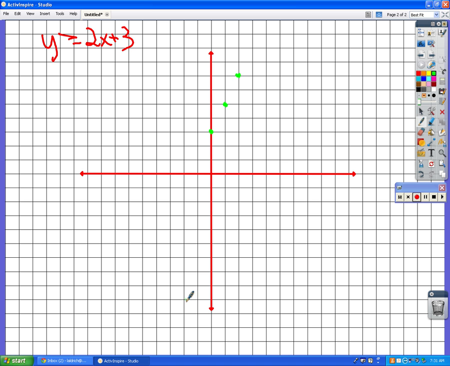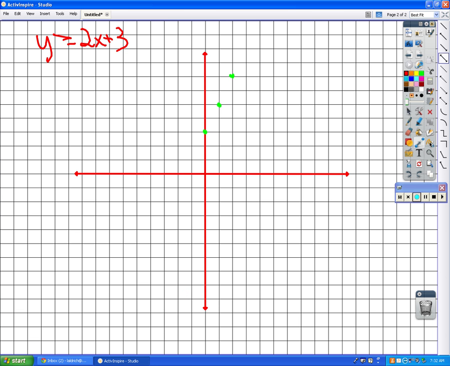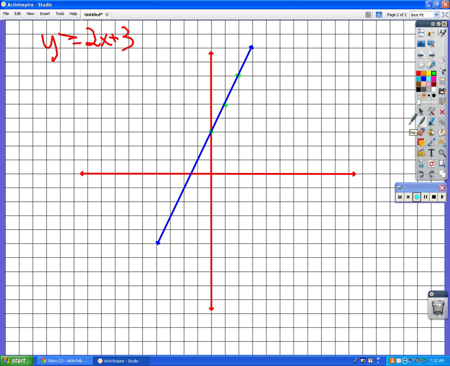Okay? Now when I connect these points, will it be a solid line or a dotted line? Solid. Why? It says greater than or equal to. Way to come in late and just hit the ground running. So yes, this would be a solid line that goes through those points. And then since it says greater than, what do I do? I shade above that line.